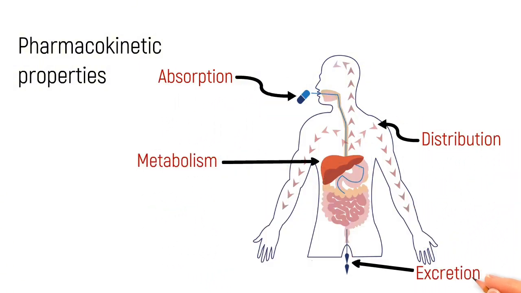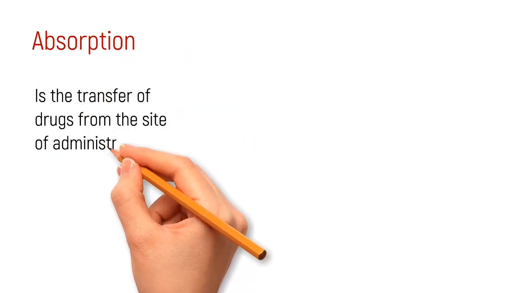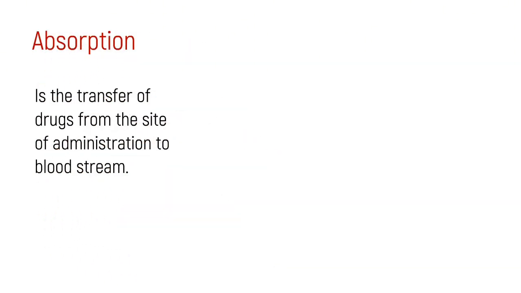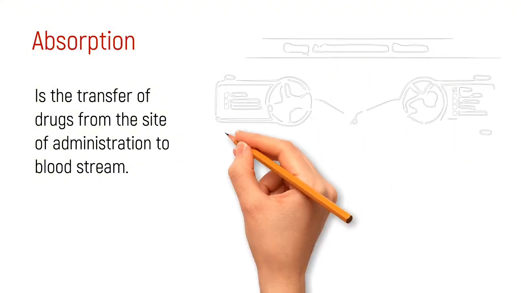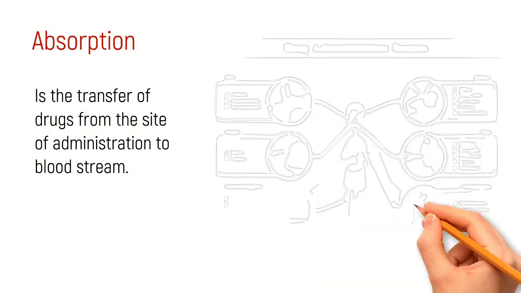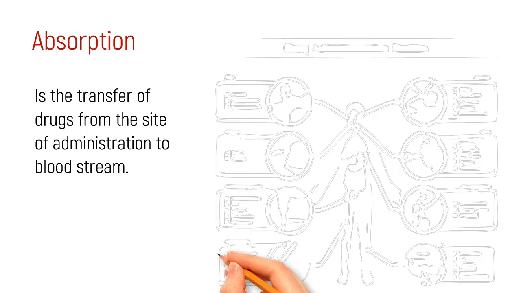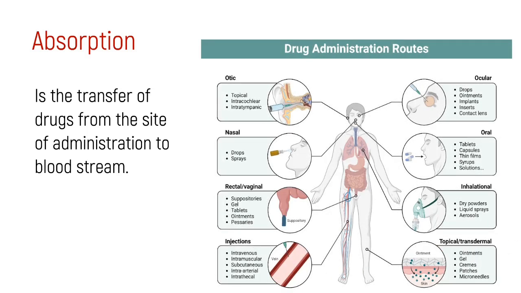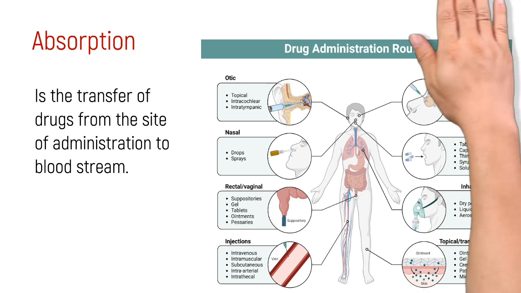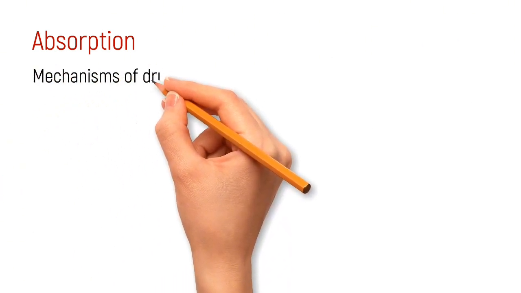The very first process is absorption, which is the transfer of a drug from the site of administration to the bloodstream. When I say site of administration, I refer to the process of taking various dosage forms of drugs, such as tablets, topical creams and ointments, parenteral injections, including IV, IM, and subcutaneous injections, inhalers, nasal sprays, and other forms, from their site of administration to the bloodstream. Since most drugs are absorbed through the gastrointestinal tract, we will focus on the mechanism of drug absorption from the GIT, as well as the factors that affect this process.